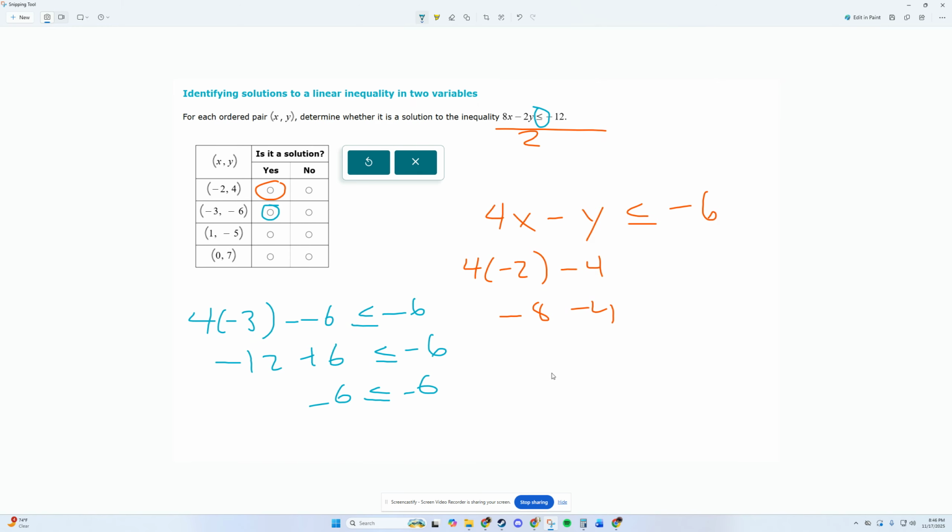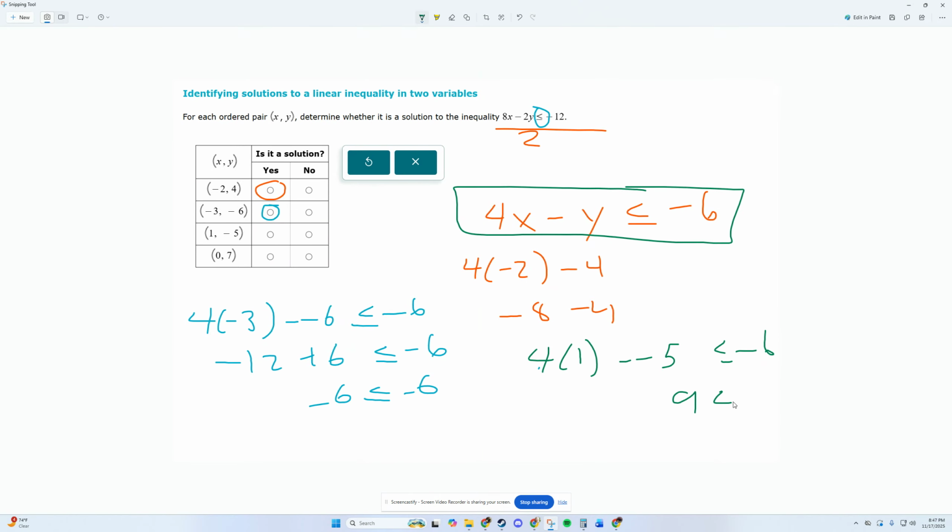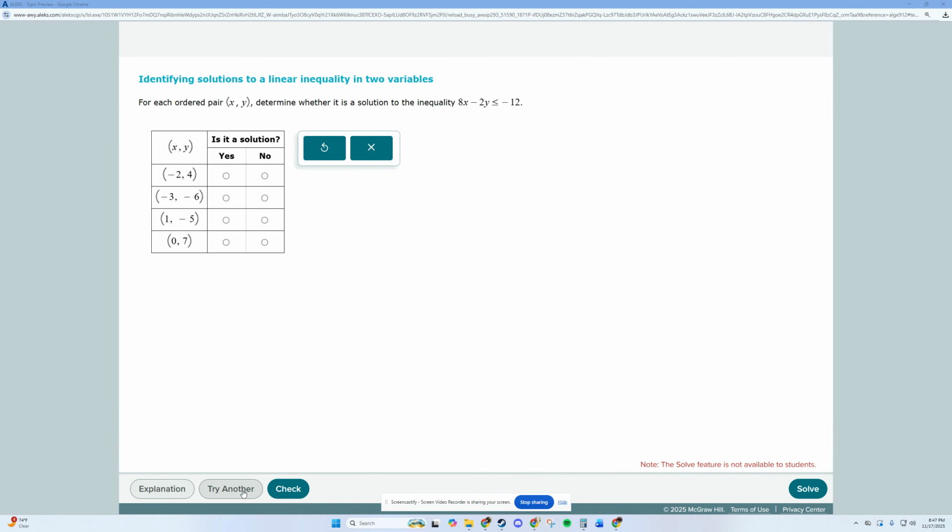Now this one, I can change colors again. Using this at the top, 4 times 1 minus -5 is less than or equal to -6. No, that's 9, right? 9 is not less than or equal to -6. And then 0, -7 is a yes, because -7 is less than or equal to -6. So simplify it a little bit. I don't think putting it in slope intercept form would make it that much easier. You'd still have to substitute it in this whole time.